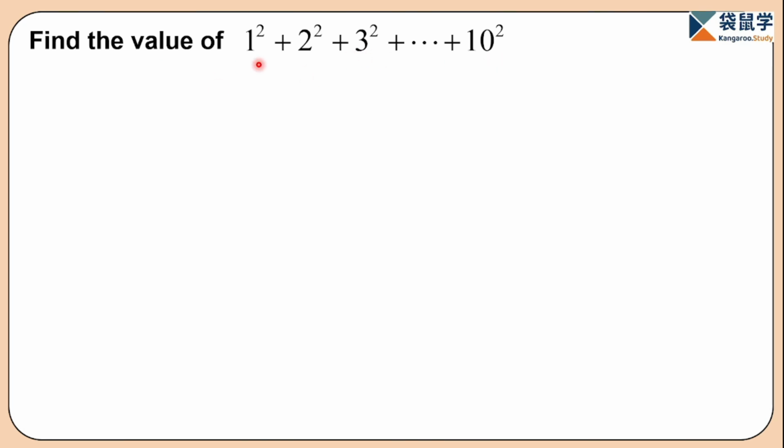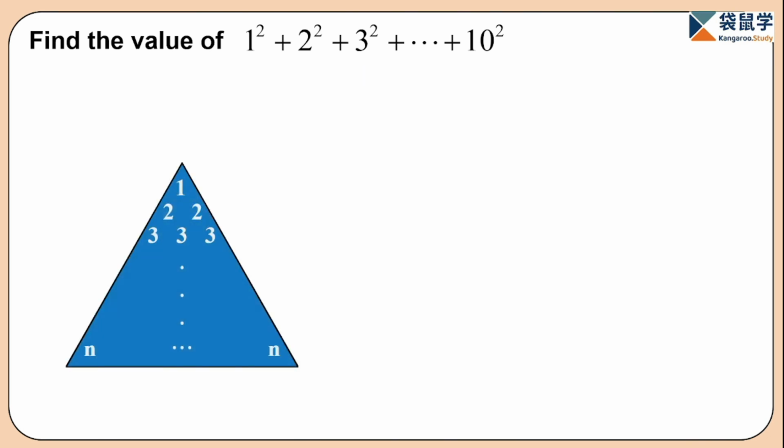For example, 1 square is just 1, 2 square is 2 plus 2, 3 square is 3 plus 3 plus 3. So we can write all of the addition here as a triangle in this way. So you can see that we have 1 square, 2 square, 3 square until we have n square.